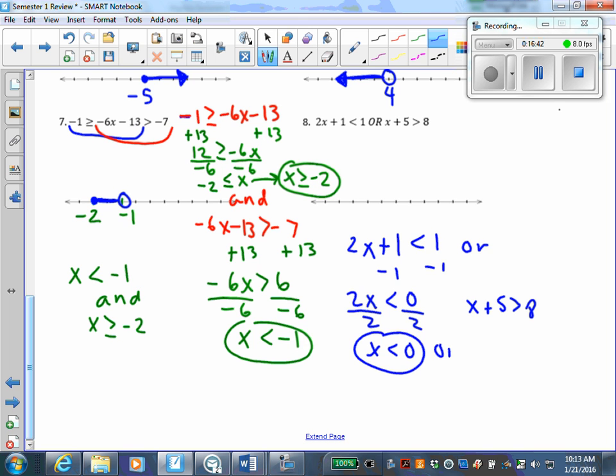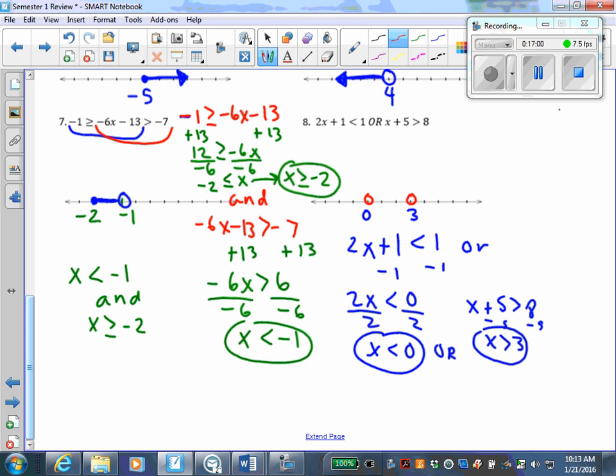Or minus 5 on both sides. I get x > 3. So x could be smaller than 0 or bigger than 3. So let's say here's 0, 1, 2, here's 3. I'm going to do open circles at both. I'm not including these because they're not "or equal to."